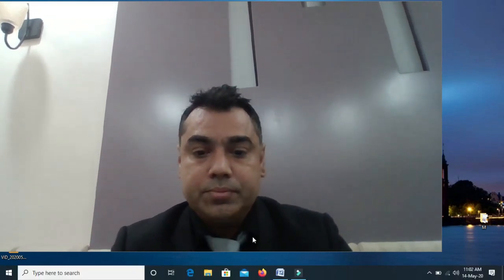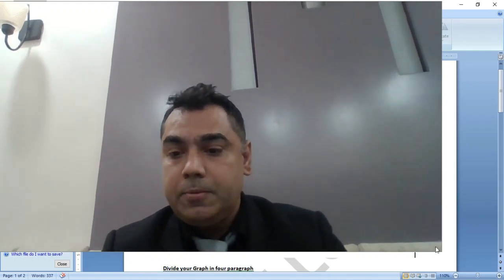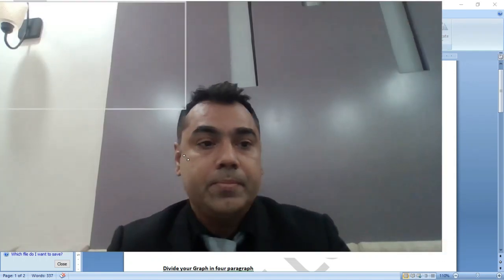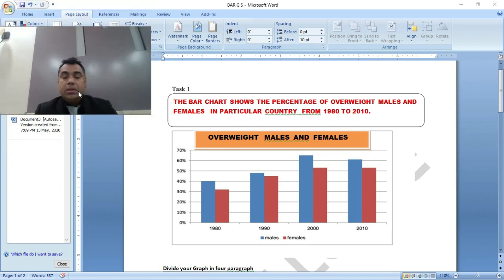Okay guys, so let us understand the bar graph now. Okay, let me make it a little bit smaller. Okay, so now this is a bar graph that we'll be looking at. Alright, so guys, let us go through its title first, its heading first. The bar chart shows the percentage of overweight males and females in a particular country from 1980 to 2010.